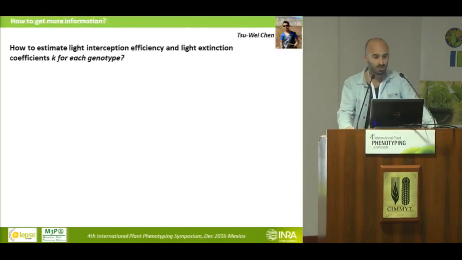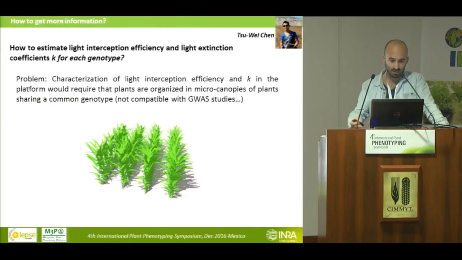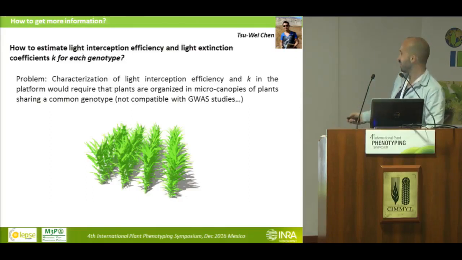Beyond these results, I'm going to present the work of Xu Chen, who aimed at estimating other traits related with light interception, like interception efficiency and extinction coefficients. Here we have another problem: estimating those traits requires that the plants are organized in microcanopies, sharing the same genotype. And this is not compatible with genetic analysis studies, at least with the number of plants available in our platform. It would require at least 10,000 plants.